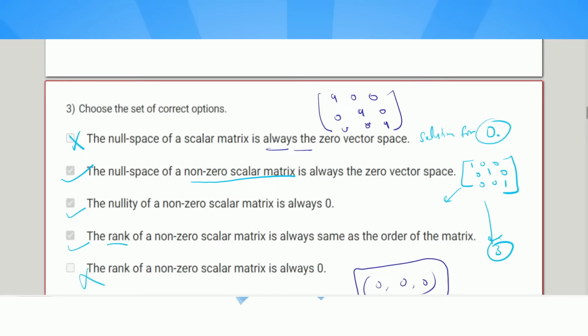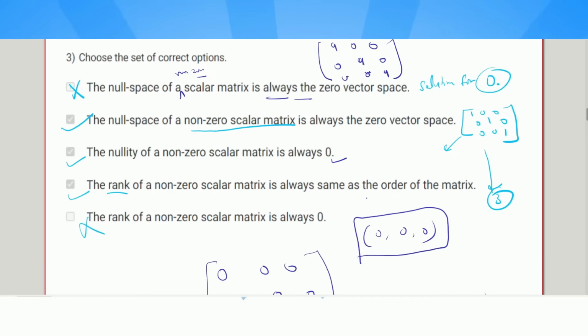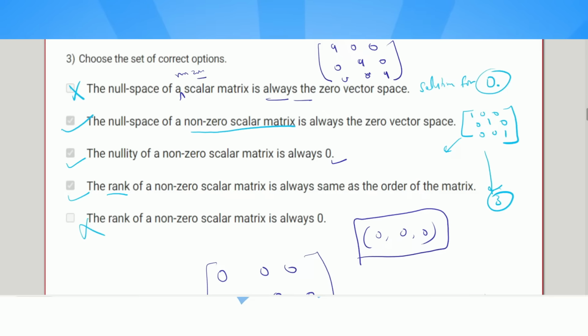If it is mentioned that the matrix is a non-zero scalar matrix, then the null space will always be zero. The null space of a non-zero scalar matrix is always the zero vector space. Yes, the second option is correct. The third option: the nullity of a non-zero scalar matrix is always zero. Yes, because for the zero vector space, the nullity will be zero.